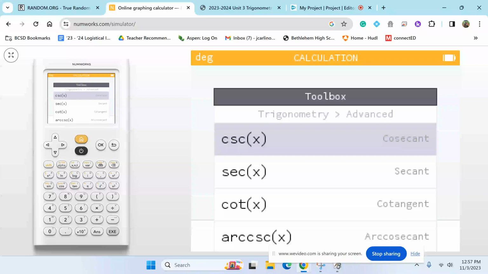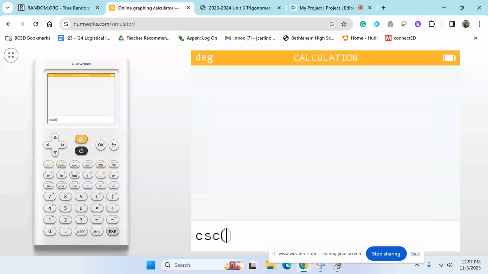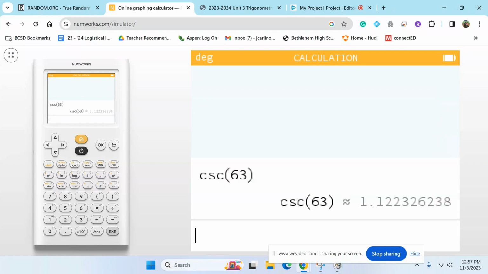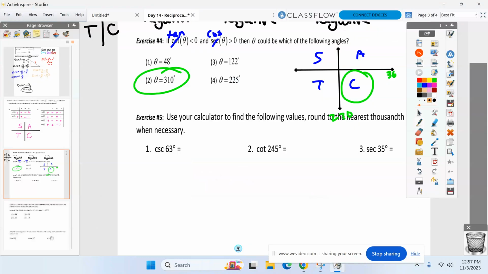All right, so what am I looking for in this first one here? Cosecant of 63. The calculator does it for you. Just make sure you're in degree mode. And round to the nearest thousandth. Trying to get you ready for the Regents, I know. So what are we looking at there? 1.122. Thousandth is 3 numbers after the decimal, so you're looking at the 4th number.